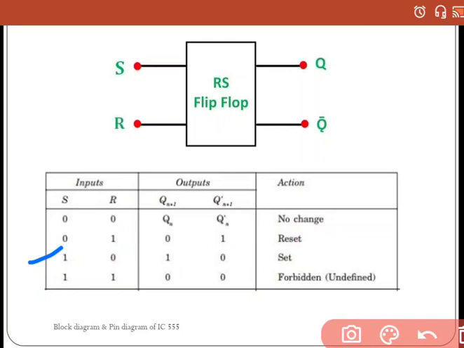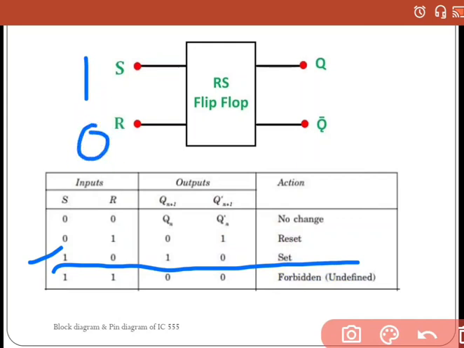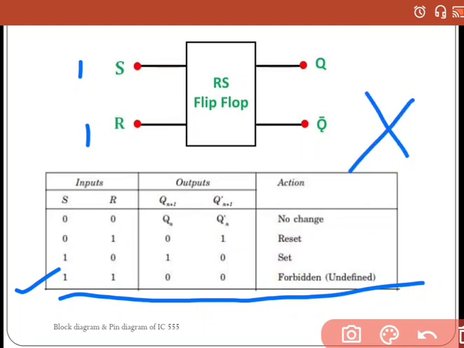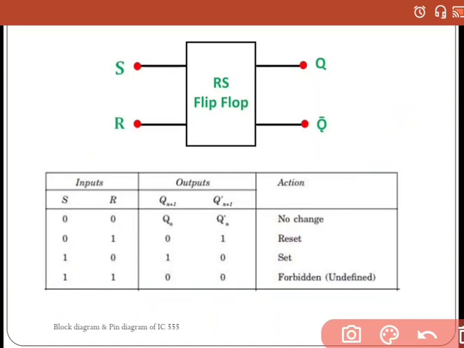And what is the value of this one? If S equal to 1 and R equal to 0, then it will set the flip-flop. That means Q is equal to 1, so obviously Q bar will be equal to 0. Now we have to consider this point also. If S equal to 1 and R equal to 1, then this is a forbidden state. It is undefined, so you don't know what will be the output.